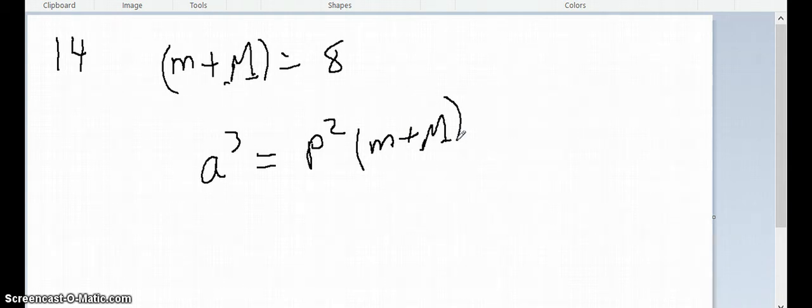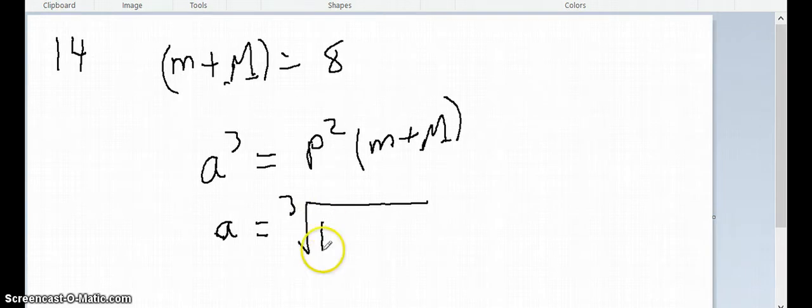All right, and so how do we solve for the semi-major axis, or solve for A? Remember, you just take the cube root of both sides. So A is equal to the cube root, right? And you've got to remember how to do that in your calculator. Remember, the cube root is raising something to the 1/3 power. So if you know how to raise something to the 1/3 power, you can take the cube root of it.